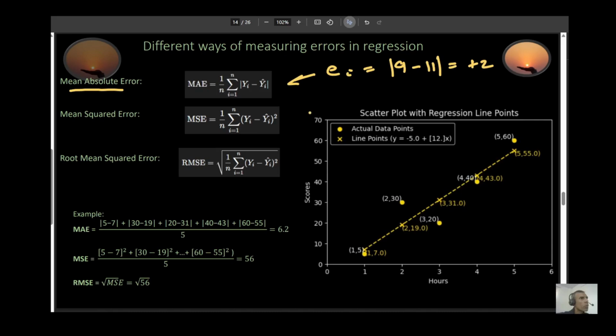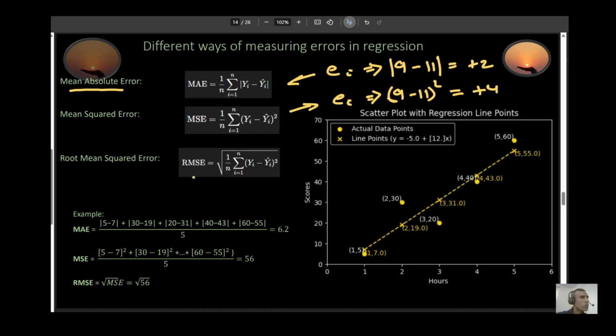In this case, you square the errors. So we've seen this. Let's say your error Ei is equal to 9 minus 11. Okay, 9 minus 11. So in this case, you square the errors. Okay, by squaring the errors, it will come out to be plus 4. So this is how you get rid of the signs in this case.